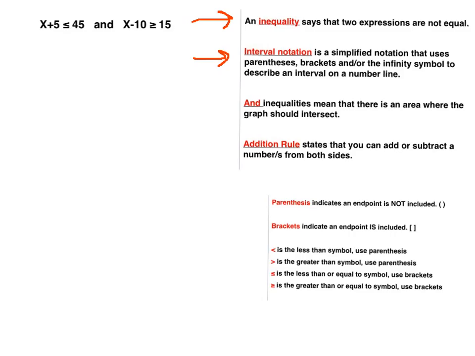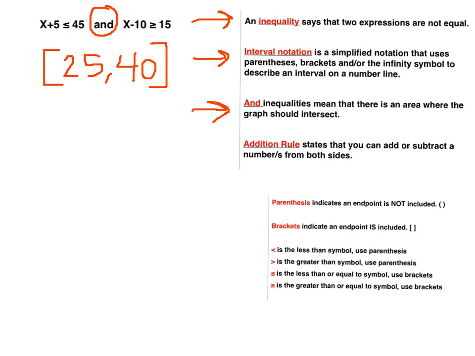For this particular problem, the answer in interval notation will look like this: bracket 25, comma 40, and then another bracket. The next thing about this particular inequality is that it is an "and" inequality, and this means that there will be an area on the graph where these intersect. So if we have our graph here and we have our 2 points, we know that there will be a spot where they intersect, and that's also where you would shade it on the graph.